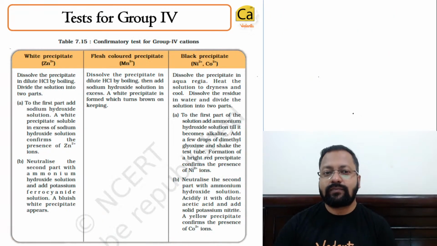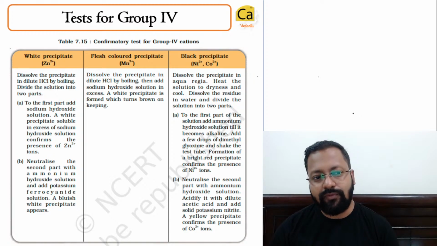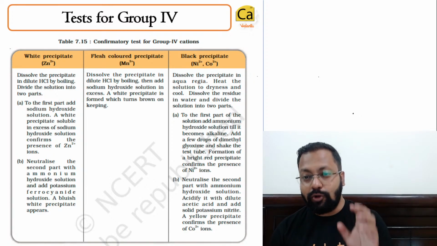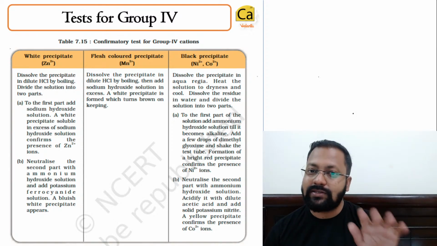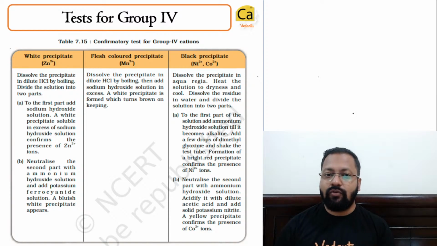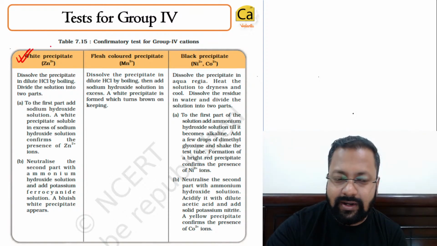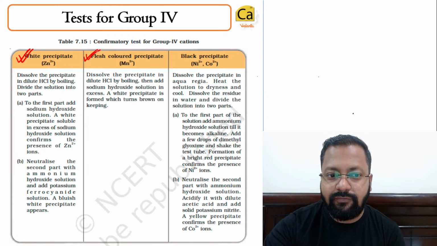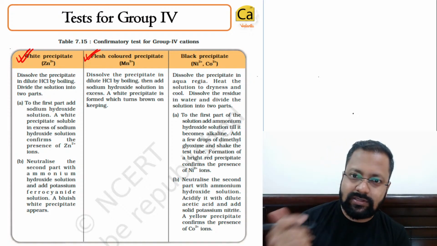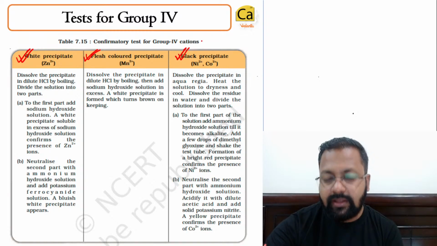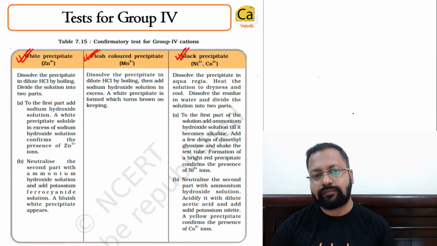Going forward, what are the tests for group 4? So how do we detect group 4? Group 4 को detect करने का तरीका बहुत simple है. Whatever filtrate you obtain from group 3, you pass H2S to it, because the solution is already basic. ठीक है. अगर आपको white precipitate मिलता है, then it is zinc. If you are getting a flesh pink or salmon pink color precipitate, then it is Mn. And if there is a black precipitate, then there is nickel or cobalt.